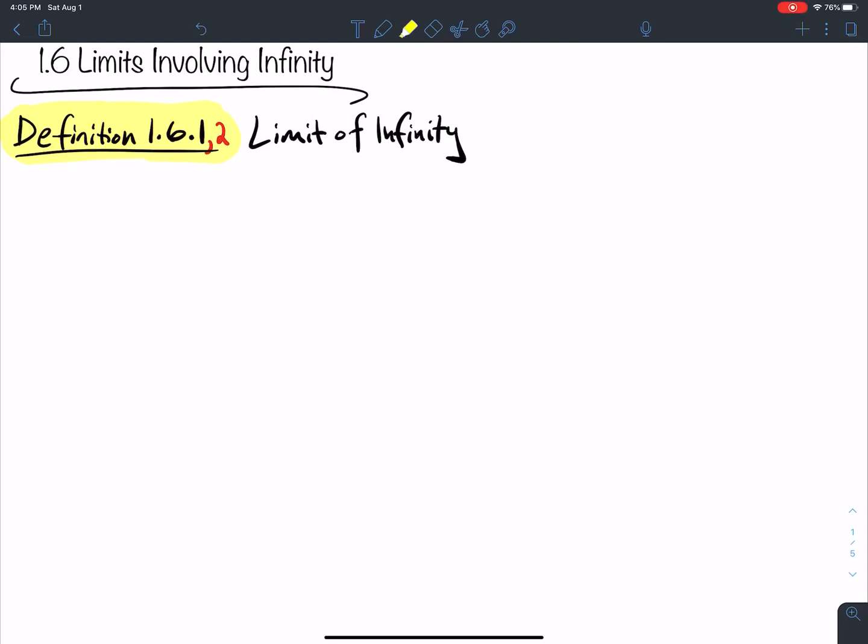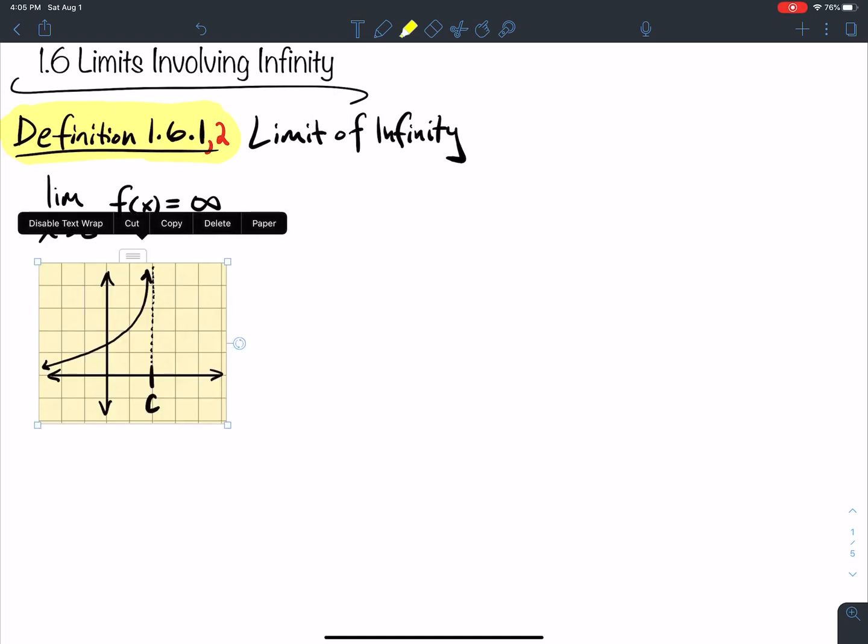So here we're going to talk about limits involving infinity, okay? So first definition, 1.6.1 and 2, limits of infinity. So if I take the limit as x approaches c from the left of f of x, and we get infinity, what this means is as I'm coming in from the left, I'm going up to infinity on one side.